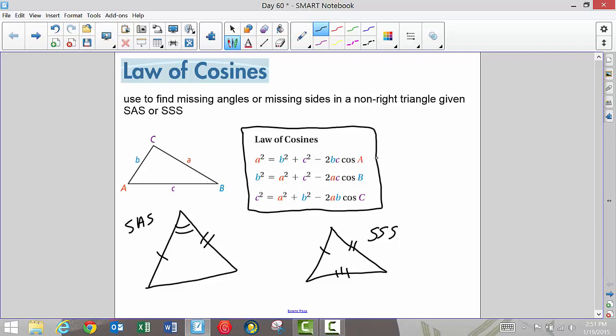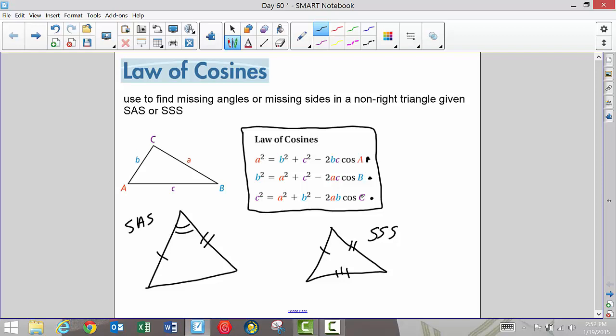So you're going to use this equation right here, a squared equals, when you're solving for the a side of a triangle. You're going to use b squared equals when you're solving for the b side of a triangle, and obviously you're going to use c squared when you're solving for a c side of a triangle. You're also going to use the a formula, a squared, when you're also solving for angle A. You're going to use b squared when you're solving for angle B, and you're also going to use c squared when you're solving for angle C.